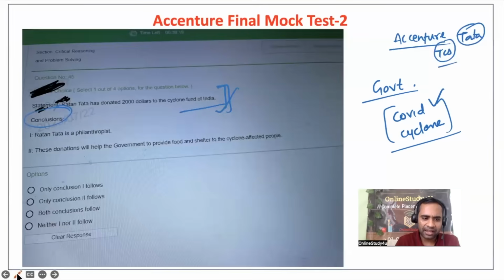Ratan Tata is a philanthropist, definitely, because he is thinking about the society, the humans, everything. The donation will help the government to provide food and shelter to the cyclone affected people. Definitely true. So here both conclusions follow, right?